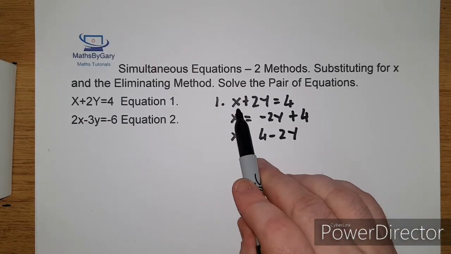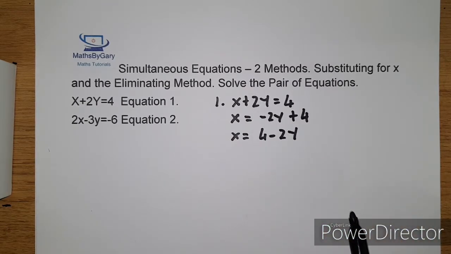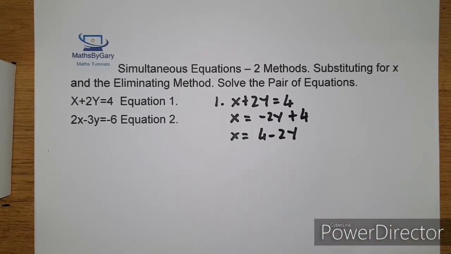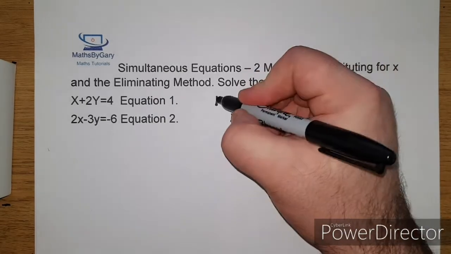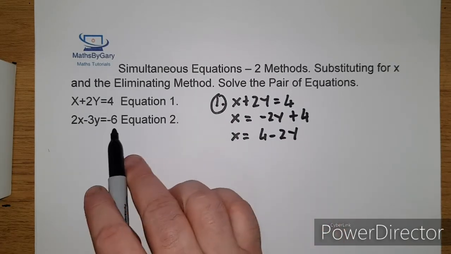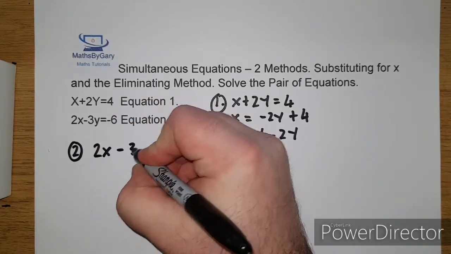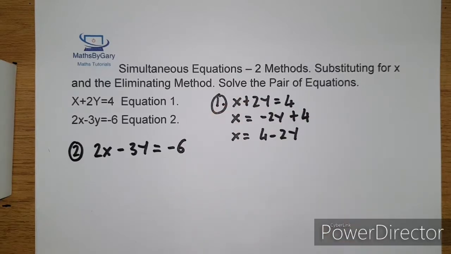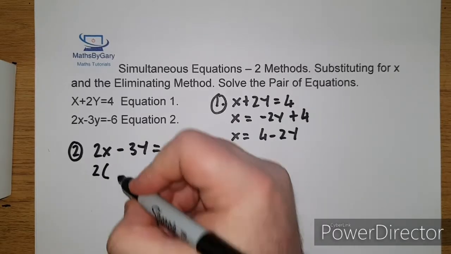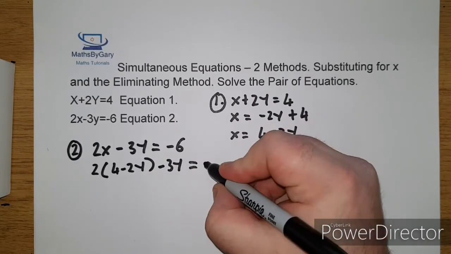All I've done is make x the subject here, and what we've done is we've removed 2y from the left, so we also have to remove 2y from the right hand side. So we now have x equals 4 minus 2y, from equation 1. What we now have to do is, everywhere we see x in equation number 2, 2x minus 3y equals minus 6, we replace x by 4 minus 2y. So 2 times 4 minus 2y, minus 3y, will give us minus 6.